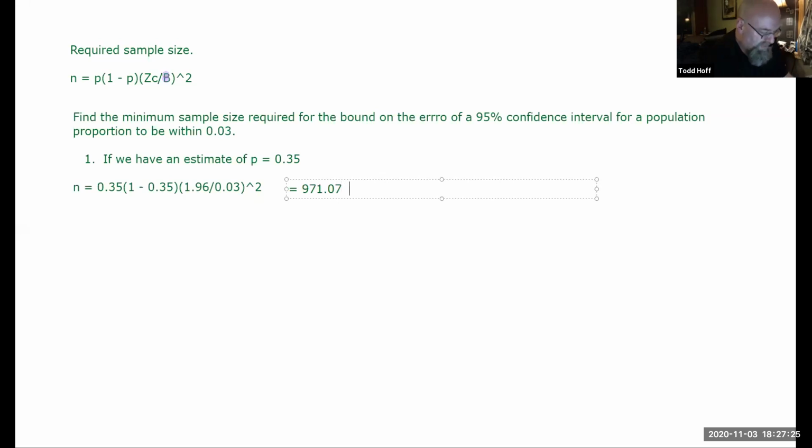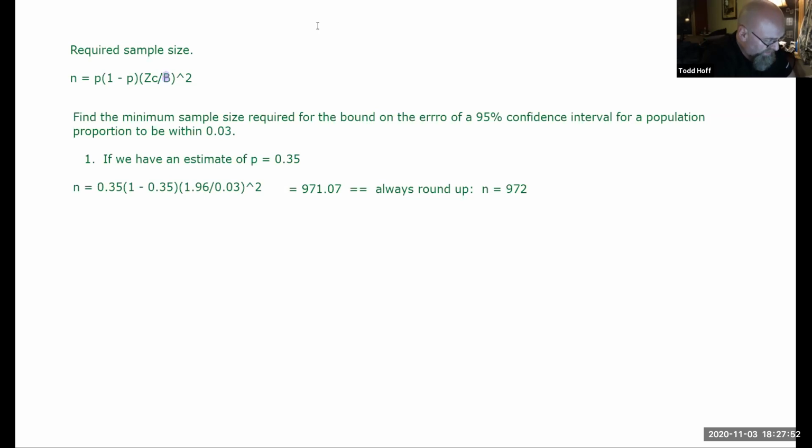Now that is the minimum size. So even though it's only 0.07, we round up, always round up. So we're going to use a sample size of n equals 972 as the smallest sample size that we could take to reasonably expect that bound on the error to be within 0.03.